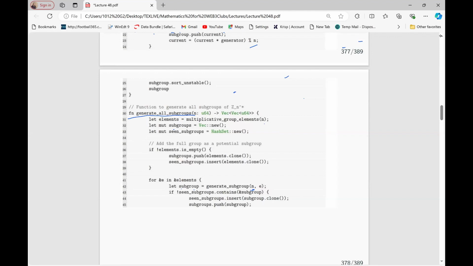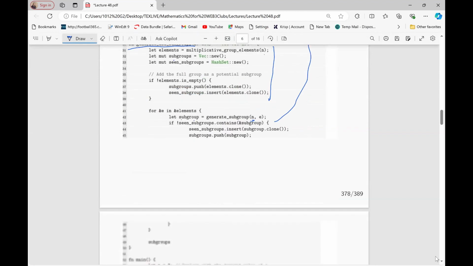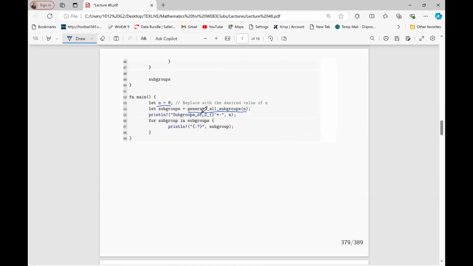And then this one begins what we were saying. And then it calls for generate subgroup, which is above. Is that okay? Yes. So this one is just calling for generate subgroups function. Then once it gets all subgroups, it's supposed to print them. It's supposed to print those subgroups.